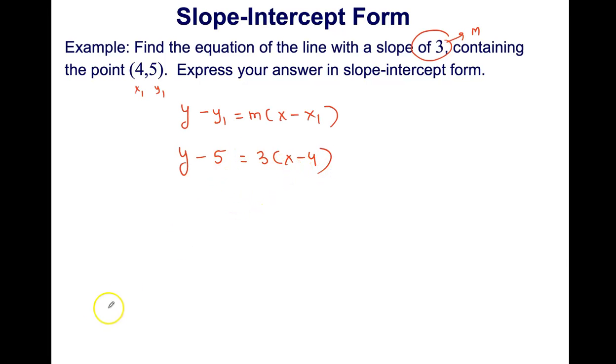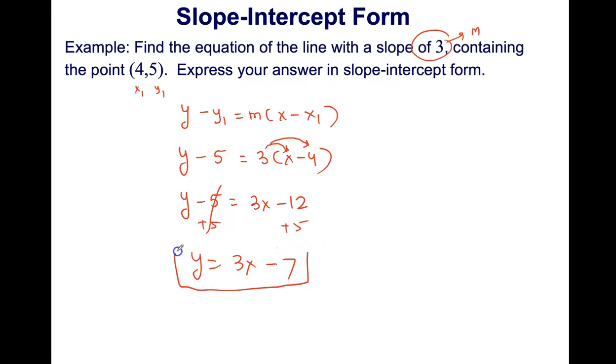So we got this. Now if you remember in the first problem, I simplified to the final answer, which was slope intercept form. So I will distribute this. Y minus 5 is equal to 3x minus 3 times 4, which is 12. After this I will add 5 to both sides, and this will cancel out. Y is equal to 3x minus 7. I don't want to make a mistake. Yes, that's my answer.